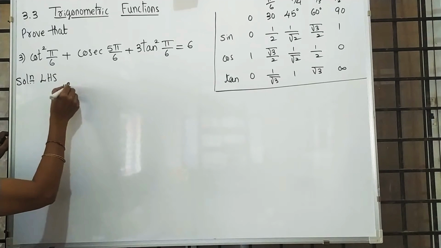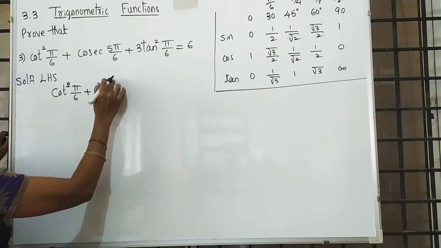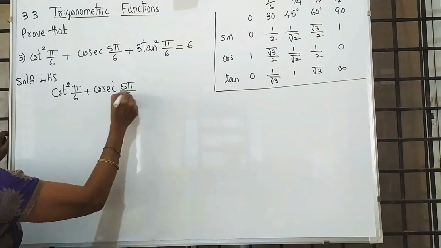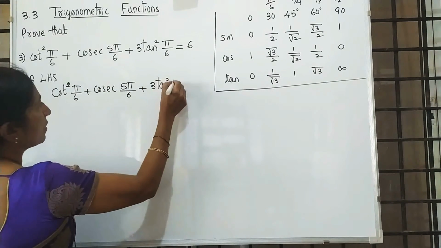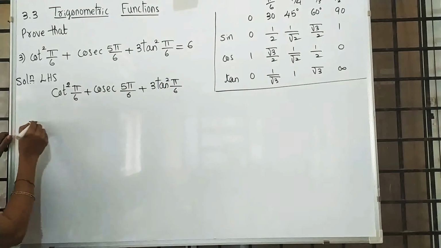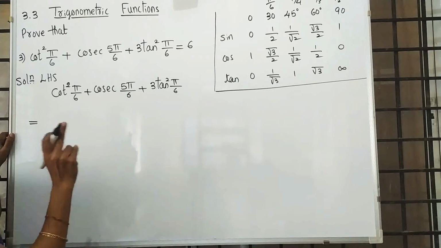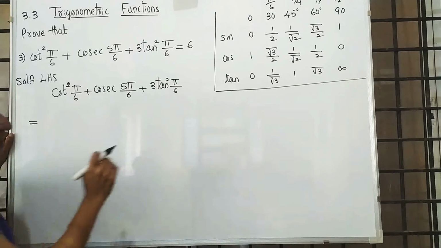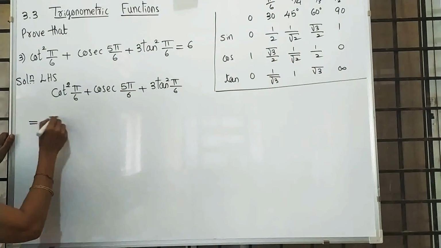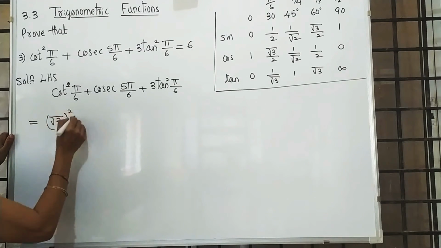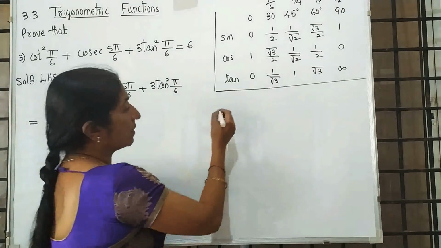Cot square pi by 6 plus cosecant 5 pi by 6 plus 3 tan square pi by 6. Cot pi by 6: to write cot pi by 6, see the tan pi by 6 and write down its reciprocal. Tan pi by 6 is 1 by root 3. Its reciprocal is root 3, square, plus, but we cannot write cosec 5 pi by 6 from the table.